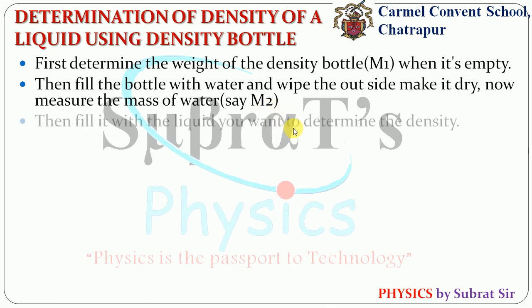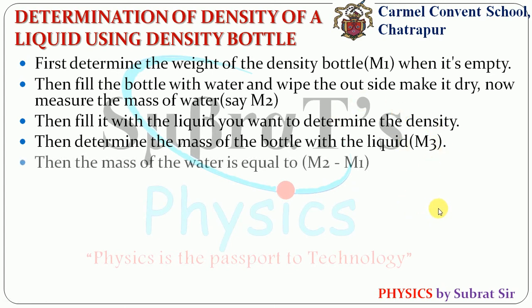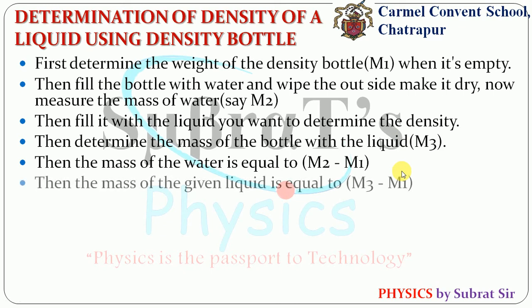Then fill it with the liquid whose density you want to determine. Once again measure the mass of the bottle with liquid. Suppose that is m3. Now we can say the mass of the water is equal to m2 minus m1, and the mass of the given liquid is m3 minus m1.